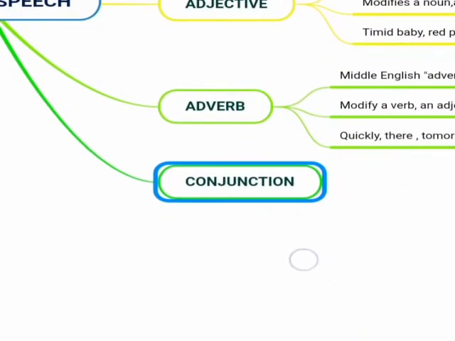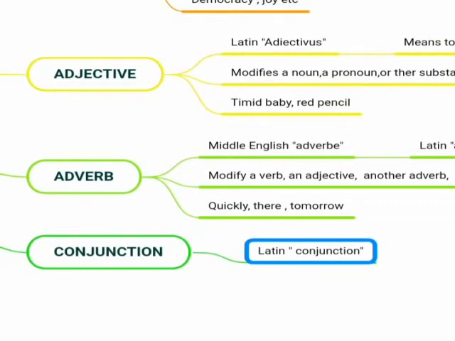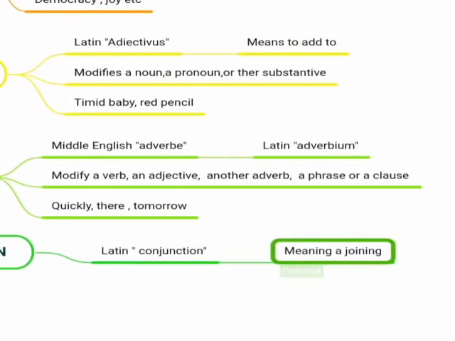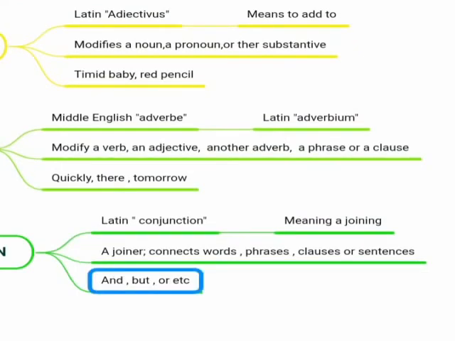The next is a conjunction, which comes from the Latin word conjunction and which means a joiner, meaning joining. It is a joiner which connects the words, phrases, clauses, or sentences. For example, and, but, or, etc.